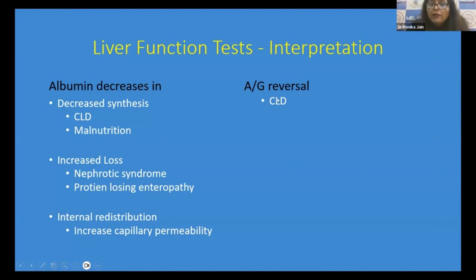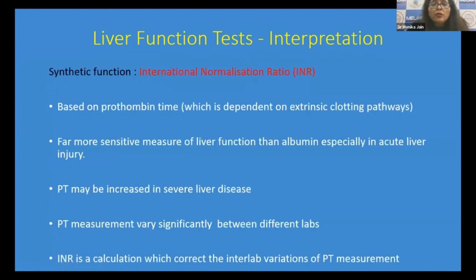AG reversal. This is again a very important parameter, just by looking at the AG reversal, we can suspect that early chronic liver disease is likely to be there, because this is a ratio which has very high sensitivity and specificity.